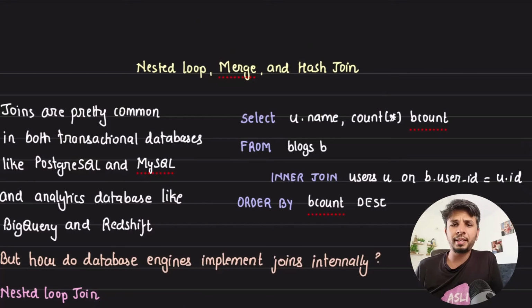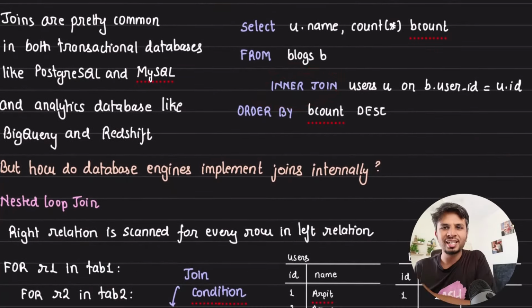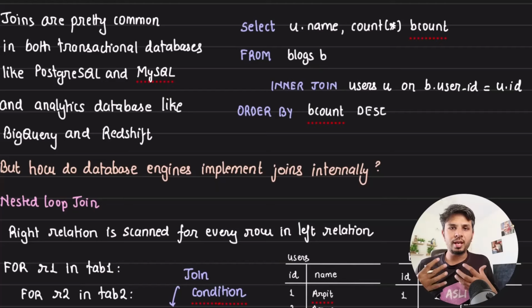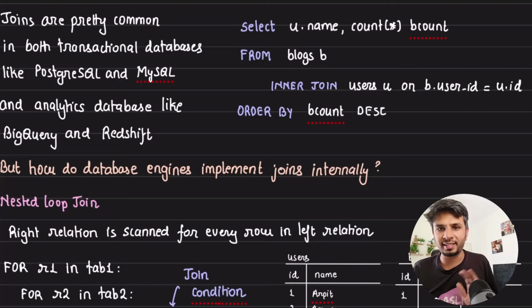So joins are pretty common across both transactional databases like Postgres, MySQL, and analytics databases like Redshift, BigQuery, and even distributed computation frameworks like Apache Spark. They are so common that we don't even think twice before adding the next inner join clause in our table. As an engineer, we typically don't care how they're implemented. We just write SQL, a declarative language. You say what you want, and the SQL engine figures out what it needs to do behind the scenes.